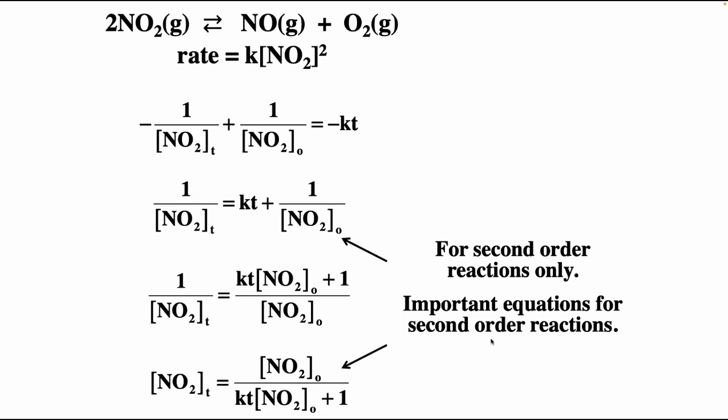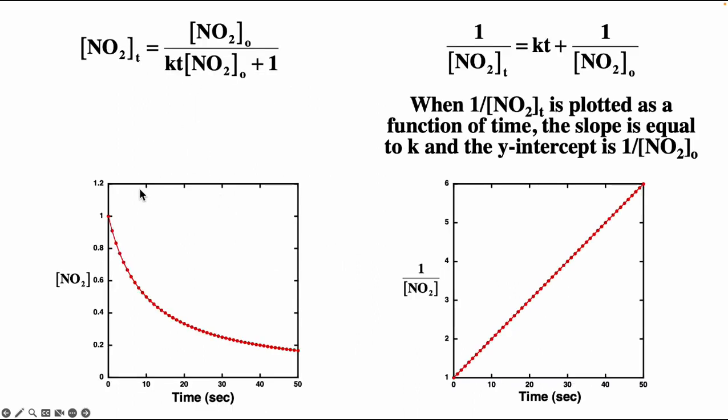Now, probably the most important equation for the second order process is this one, because it shows you that if you plot 1 over the concentration as a function of time, you'll get a straight line with a slope of k. And this one gives you the concentration as a function of time. So here's the concentration as a function of time. And here, 1 over the concentration as a function of time gives you a straight line. And so if you plot 1 over the concentration as a function of time and it's a straight line, it means it's a second order process.